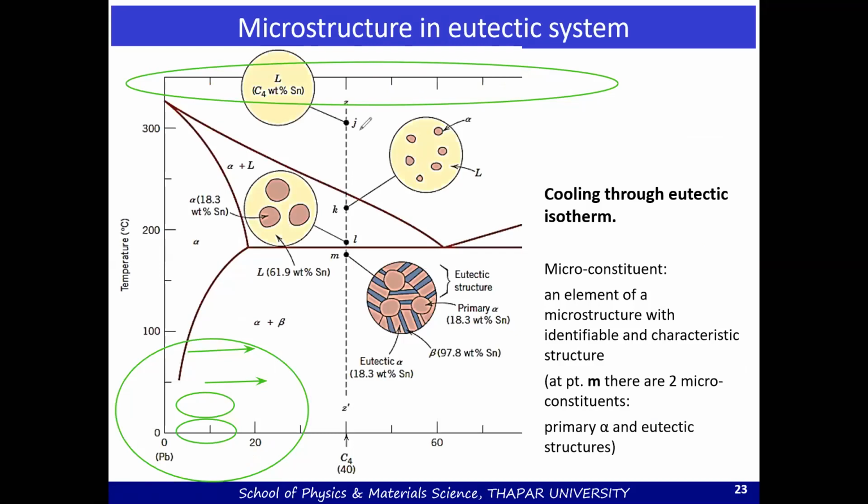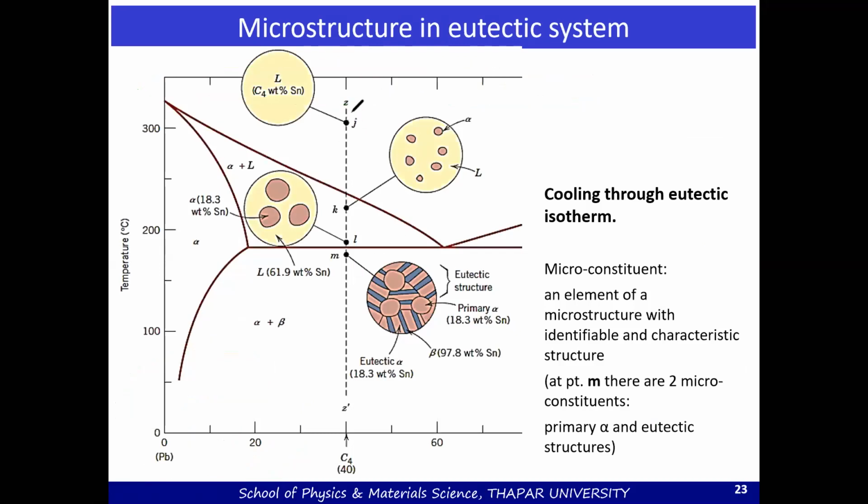Okay, now let us look at the fourth line. The fourth line is passing through the alpha plus L region alone. So here also we are going to get an interesting microstructure. Let us start our discussion with point J. Point J is in the homogeneous liquid region. So there is only one phase present, which is homogeneous liquid.